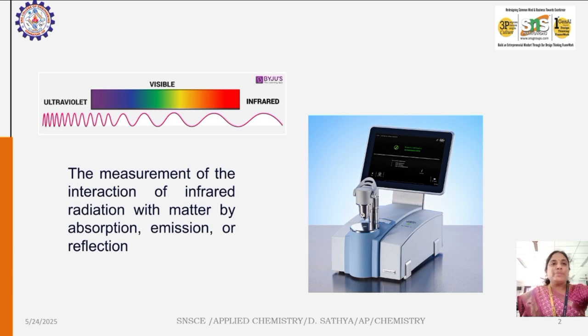So what is meant by spectroscopy? When electromagnetic radiation is passed through the sample, it emits some radiations like UV-visible, IR, microwaves, gamma rays, so a lot of rays. In general, UV is 200 to 400 nanometer, and visible is 400 to 800 nanometer. After 800, the infrared region is measured in wave number. So it is the measurement of the interaction of infrared radiation with matter by different types: absorption, emission and reflection.